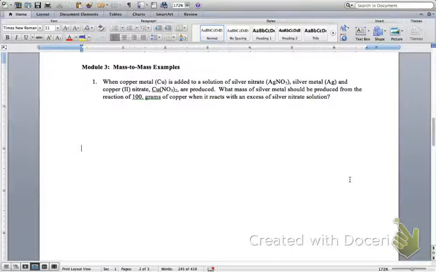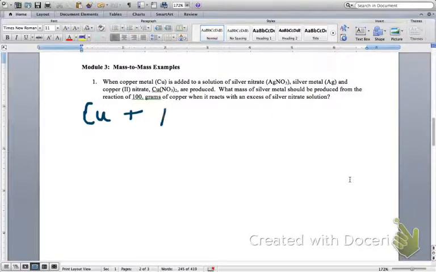What have I been telling you guys is the very first thing we need when we start any stoichiometry problem? Balanced chemical equation. You got it. So the very first thing I've got to do here is write out a balanced chemical equation. All right, so we're going to do copper and silver nitrate.